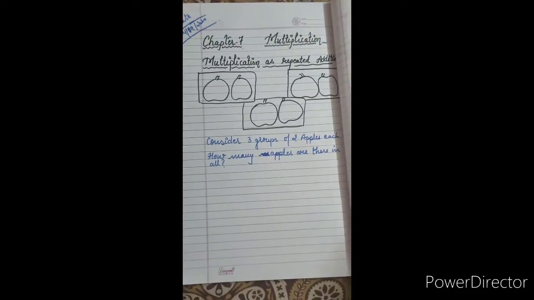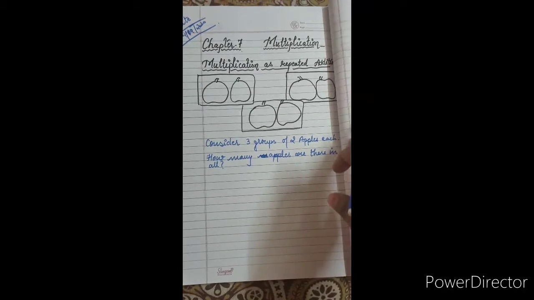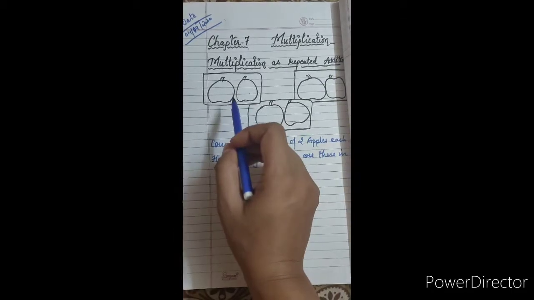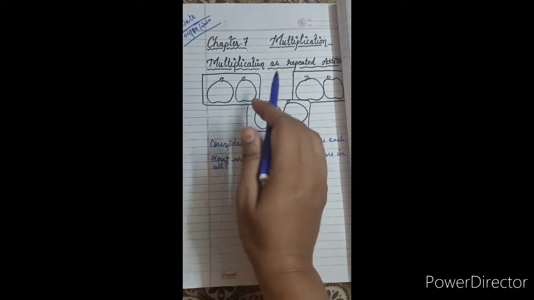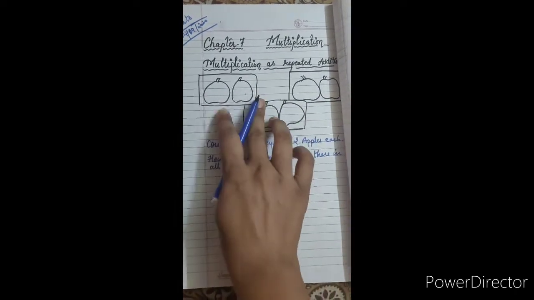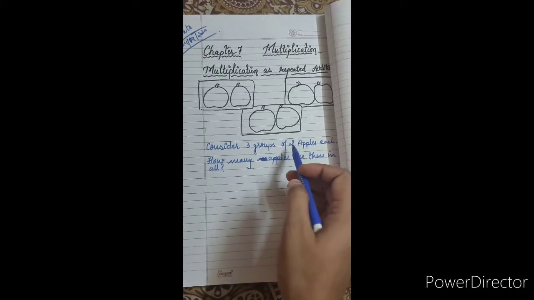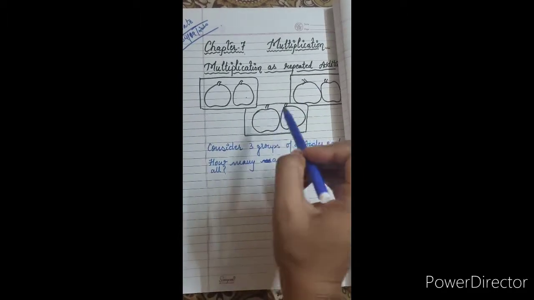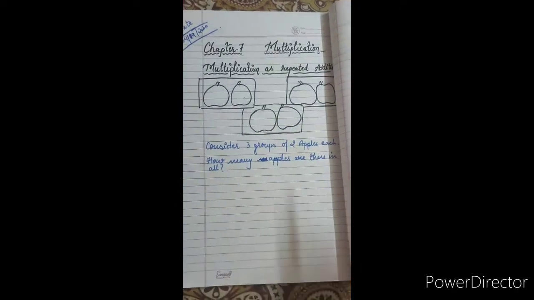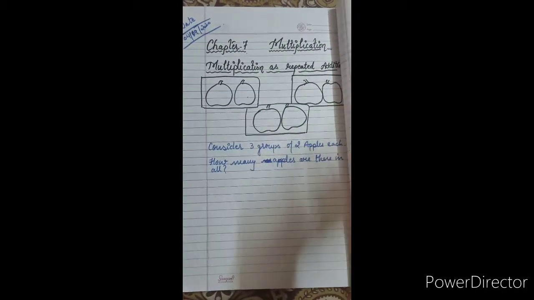Multiplication, right? Yes. So multiplication as repeated addition. So these are apples, yes. So there are three groups, right? There are three groups of 2 apples each, right? Yes. So now consider 3 groups of 2 apples each. 3 groups and 1 group has 2 apples. So 3 groups of 2 apples each. So how many apples are there in all? 1, 2, 3, 4, 5, 6, right?